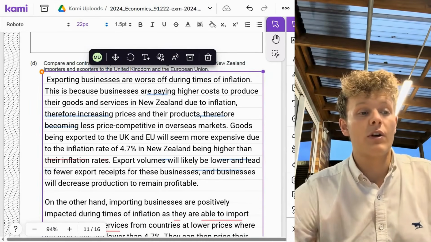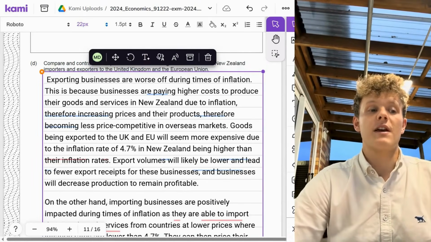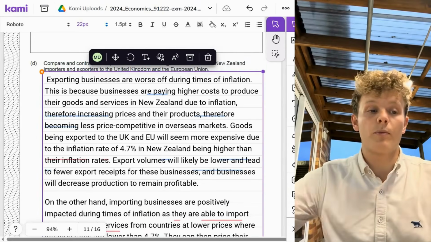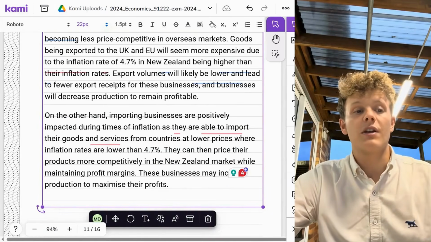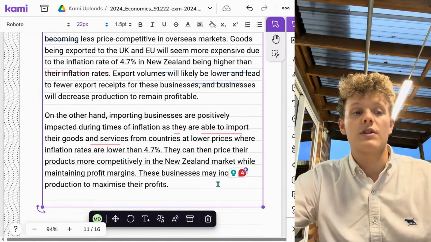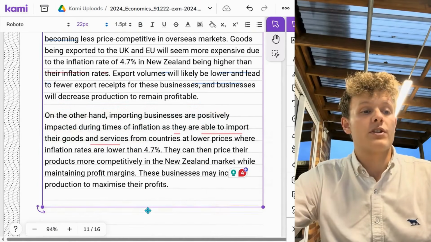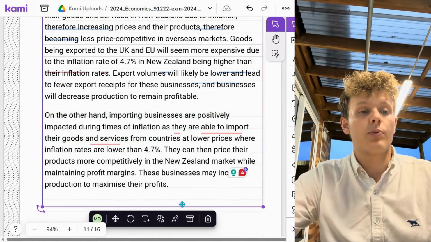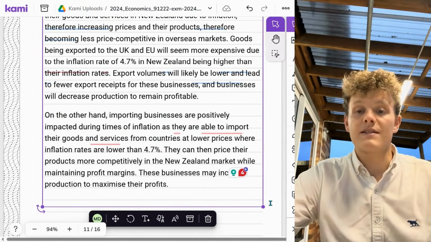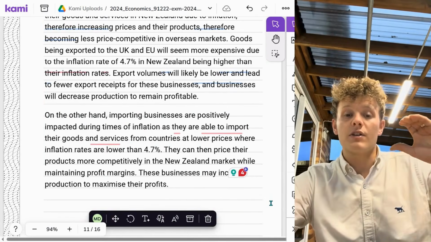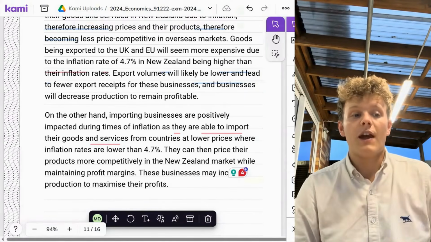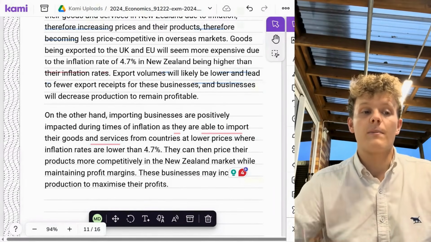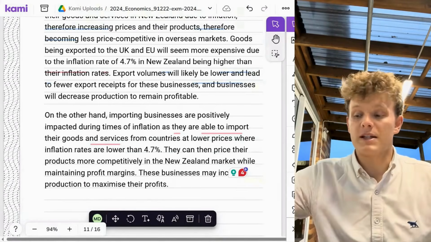Export volumes will likely be lower and lead to fewer export receipts for these businesses, and businesses will decrease production to remain profitable. On the other hand, importing businesses are positively impacted during times of inflation as they are able to import their goods and services from countries at a lower price, where inflation rates are lower than 4.7. They can then price their products more competitively in the New Zealand market while maintaining profit margins. So that's saying if New Zealand prices are rising because of inflation, importers can purchase from overseas, bring in their products for a cheaper price, and then sell that to maximize their profits. They may even increase their supply in order to maximize profits.